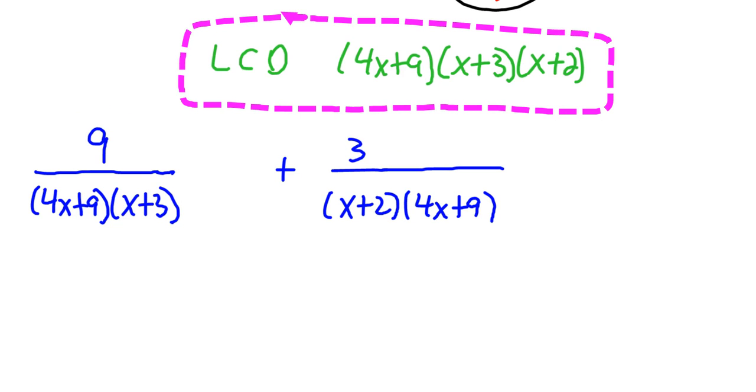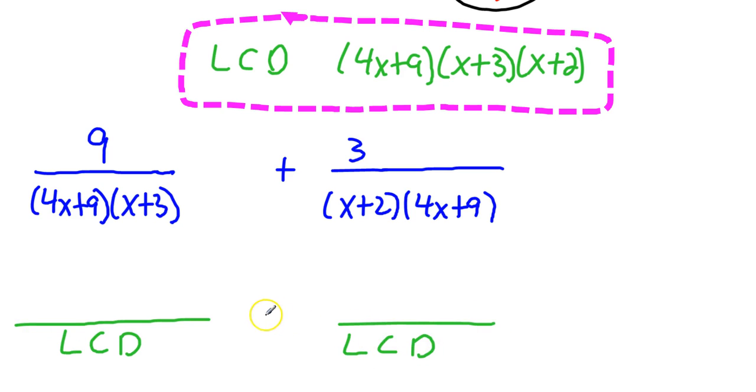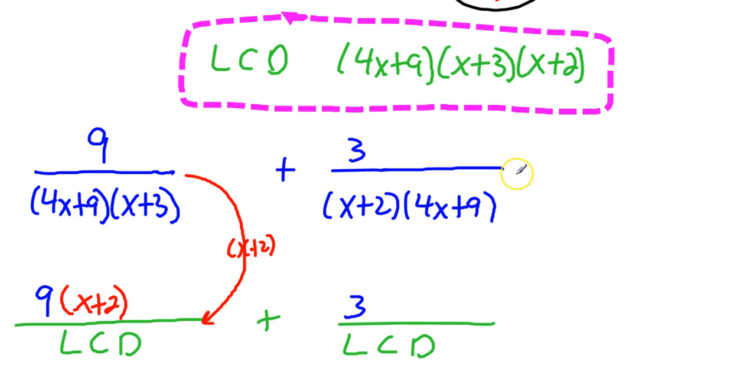Then go back and put in your least common denominator. And again, if you want to just put this is the LCD, that might help a little bit. And this one we had the 9, and this one we had the 3. Okay, so we had 4x plus 9 and x plus 3. To get to the least common denominator, we had to multiply by x plus 2. On the bottom, we're going to do the same thing on the top. For this fraction, we had x plus 2 and 4x plus 9. You had to multiply by x plus 3 on the bottom. So we'll do the same thing on the top.